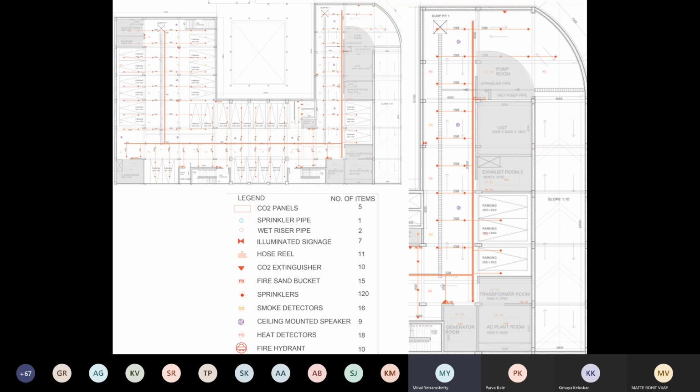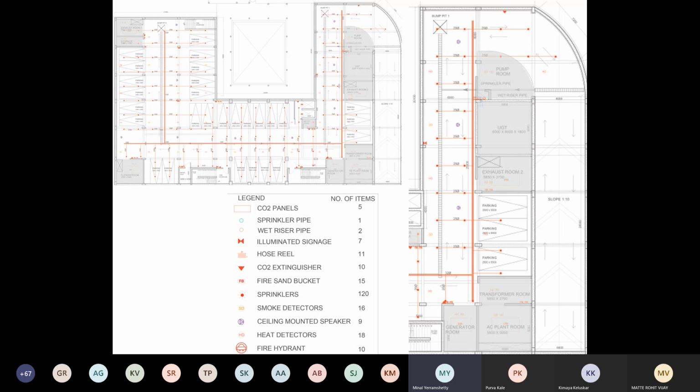Now do you see the legend here? There is something called CO2 panels. Do you see a CO2 panel near that exhaust duct? Next to the cutout that we discussed at such length, a small, very light CO2 panel is visible. Can you see that? If you are not able to see it, fine, let me tell you what a CO2 panel is.